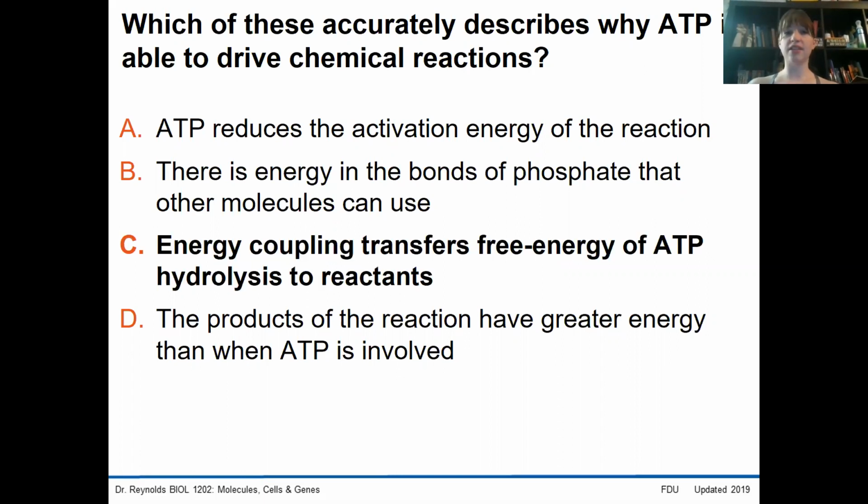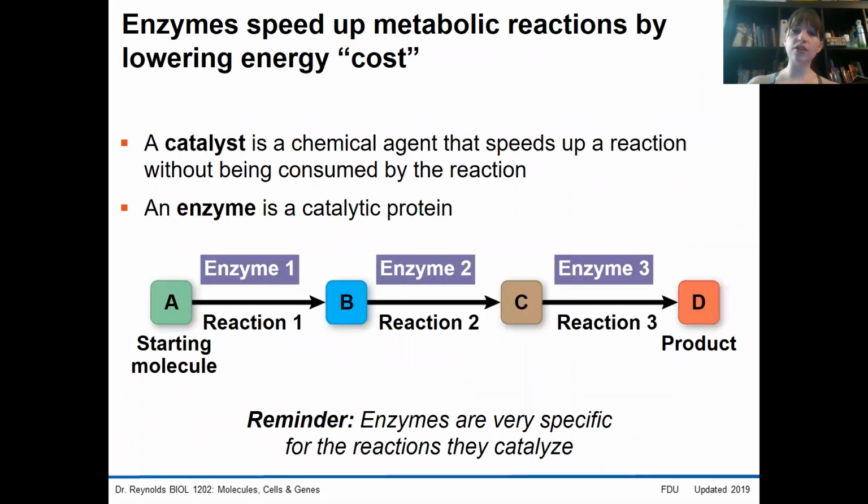Hopefully you recognize that this is the process of energy coupling, the transfer of free energy released when ATP is hydrolyzed to ADP to the reactants of an endergonic reaction. Enzymes are going to be responsible for speeding up metabolic reactions. This is different than what ATP does. ATP takes an endergonic reaction, a non-spontaneous reaction, and makes it spontaneous. It says nothing about the speed.